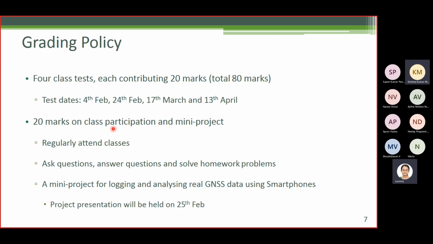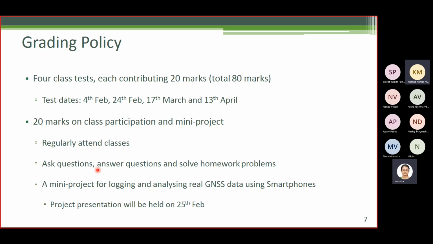How will the marks be given? To get full marks, you need to do the following. You need to regularly attend classes. You also need to be interactive in the classes, so you should ask questions, answer questions, and of course solve the homework problems. I'll give you some homework problems as we go on, and you should at least try to solve them, and then discuss things in the tutorial class.